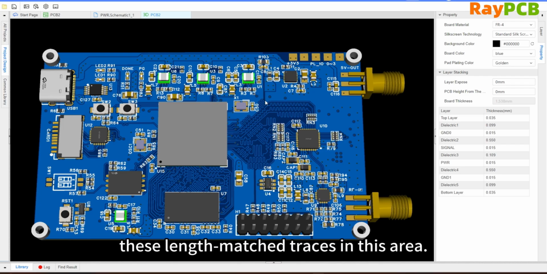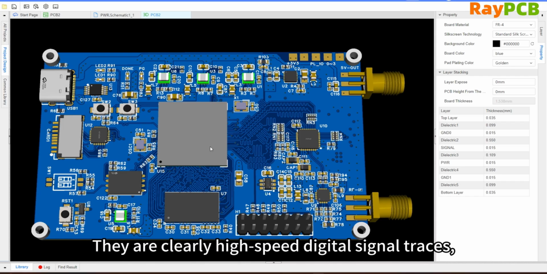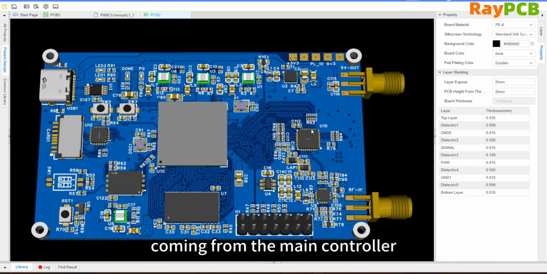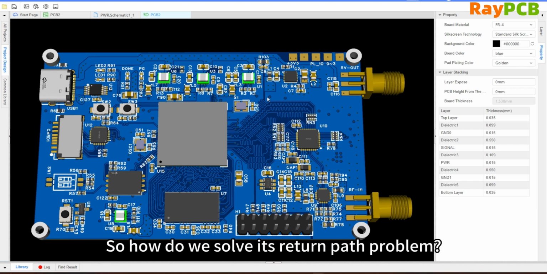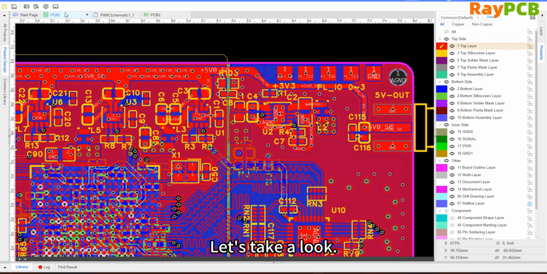Now, looking at this drawback, it's clear that in this area, these equal length traces are obviously high-speed digital lines, and the upper line is the main air connection to the ADC's control line. So how do we solve the return path issue for these signals? Let's take a look.